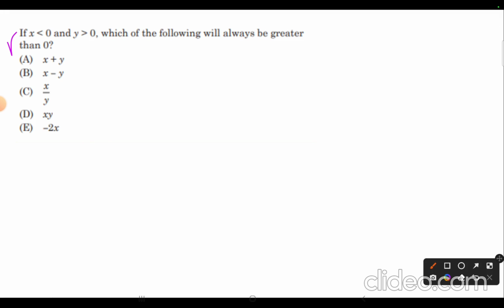If x is less than 0 and y is greater than 0, which of the following will always be greater than 0? Always. Let's check the first one, x plus y. Is it greater than 0? For example, when x is -3, and y, let's say 1. When we add them, we have a negative number.